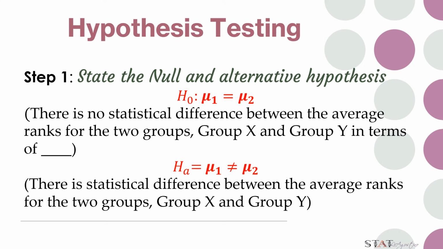So let's go through the steps of hypothesis testing. Step 1, we will state the null and alternative hypothesis. In our statistical presentation, you have to present it this way. Our null hypothesis, H0, is mu1 is equal to mu2. And in statement form, there is no statistical difference between the average ranks for the two groups, group X and group Y, in terms of your dependent variable, which you can state here. And then our alternative hypothesis is mu1 is not equal to mu2, or there is a statistical difference between the average ranks for the two groups, group X and group Y.